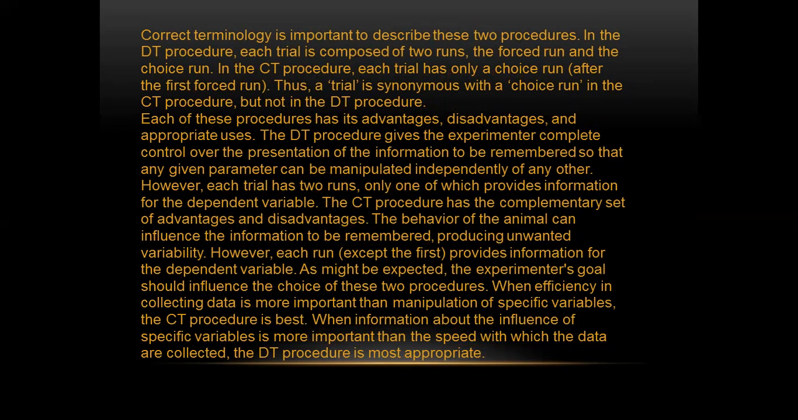The continuous trial procedure has the complementary set of advantages and disadvantages. The behavior of the animal can influence the information to be remembered, producing unwanted variability. However, each run, except the first, provides information for the dependent variable. As might be expected, the experimenter's goal should influence the choice of these two procedures. When efficiency in collecting data is more important than manipulation of specific variables, the continuous trial procedure is best, but the discrete trial procedure is more appropriate when it gives the data in an appropriate manner.